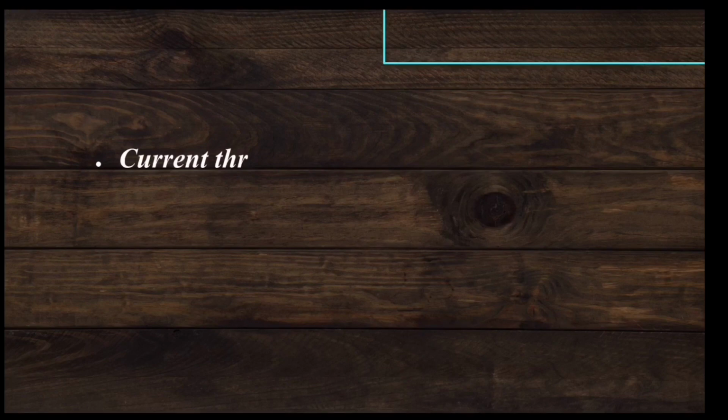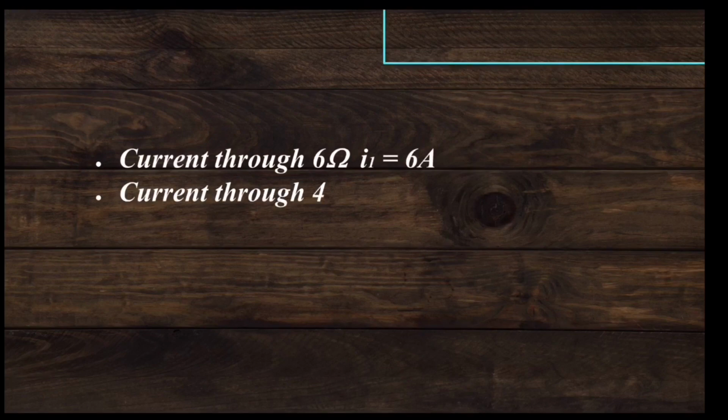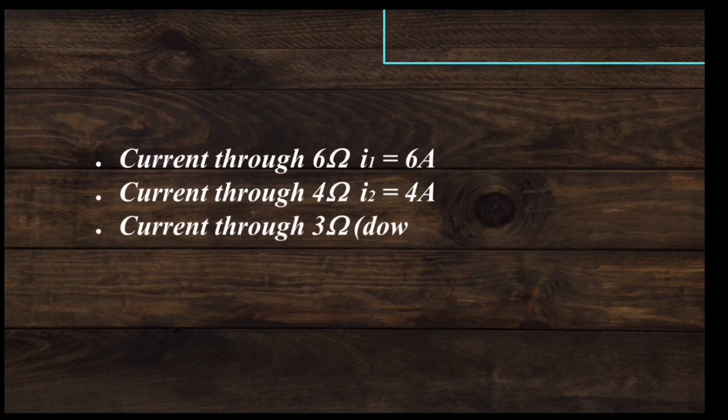Current through 6 ohm resistor I1 is obtained as 6 amperes. Current through 4 ohm resistor I2 is obtained as 4 amperes. Finally, current through 3 ohm in downward direction I1 minus I2 is obtained as 2 amperes. Hope you understood this problem perfectly. So we are at the end of this session.